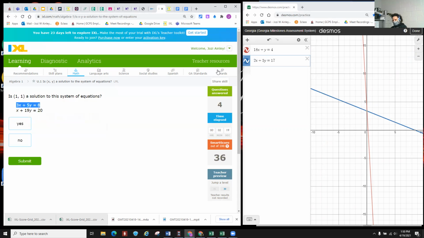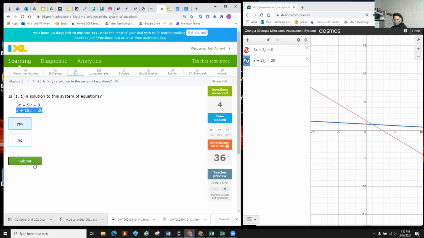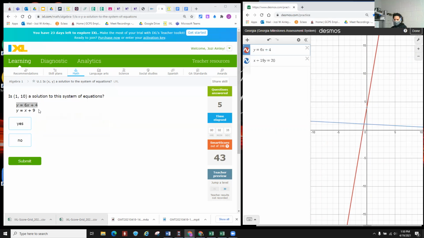All right, so again, Control C, Control V. It has a solution at (1, 1). Is (1, 1) a solution? Yes, it is. All right, so this is what you're doing until you get to 60. So this should be a nice, quick, easy day. Control C, Control V. A solution at (1, 10). Yes, that is a solution.